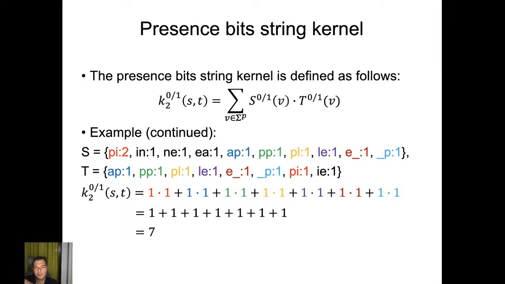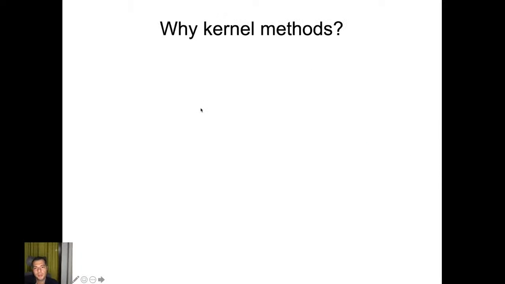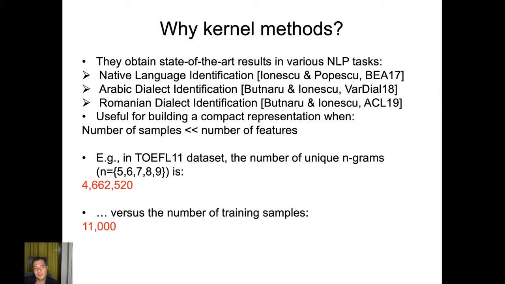So this is how you compute one cell in the kernel matrix. You have to do this for the entire kernel matrix to obtain the corresponding kernel matrix for these string kernels.